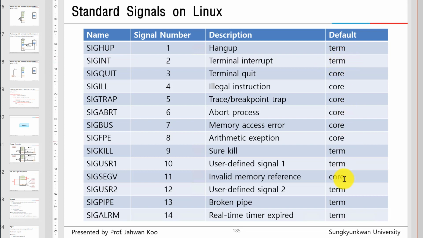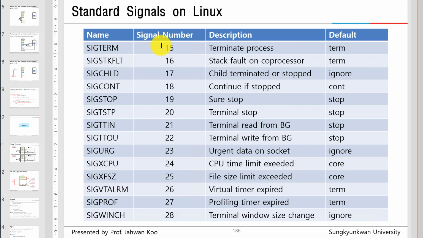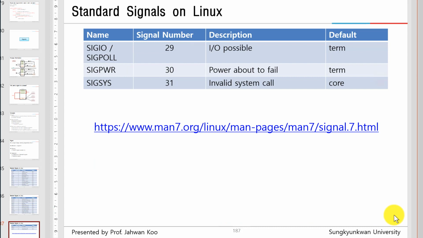When the user types Ctrl+C on the keyboard, the terminal driver sends the signal to the foreground process group. The default action for this signal is to terminate the process. Next, this table shows signal numbers 15 to 28. And next, this table shows signal numbers 29 to 31. For more information, refer to the link.